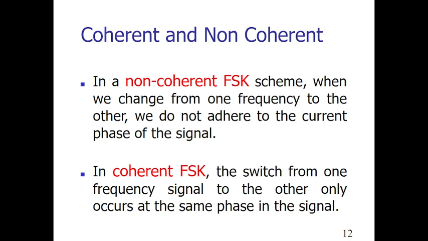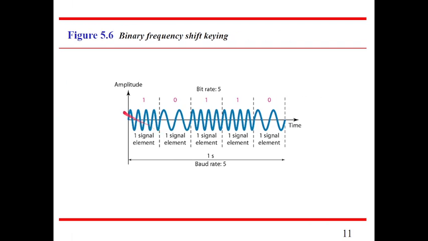In coherent frequency shift keying, we are actually considering the phase of the previous frequency. If we are shifting from one frequency to another frequency, the phase will be continuous, or the phase will be considered. In the previous lecture, as we have seen, when we are shifting from one frequency to another frequency, the phase is continuing. So it is basically an example of coherent frequency shift keying. If we do not consider the phase, let's say for this frequency we have started from this point, that will become non-coherent frequency shift keying.